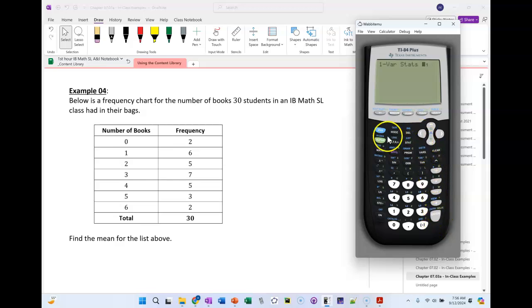Oh, wait. Would it be 2 variables? Nope. Still 1 variable, but this time you're going to use a frequency list, because the table you have has frequencies in it. So would you do like L2 under frequency? If that's where you put your frequencies, yeah.